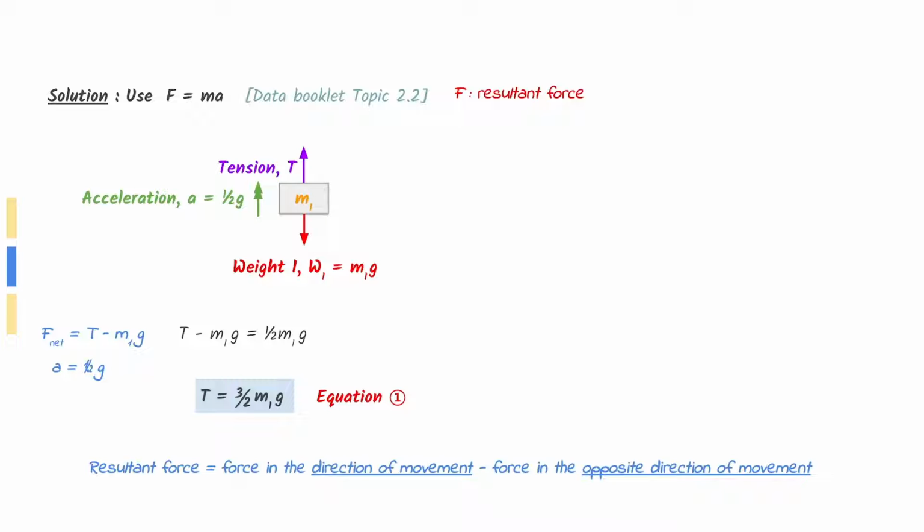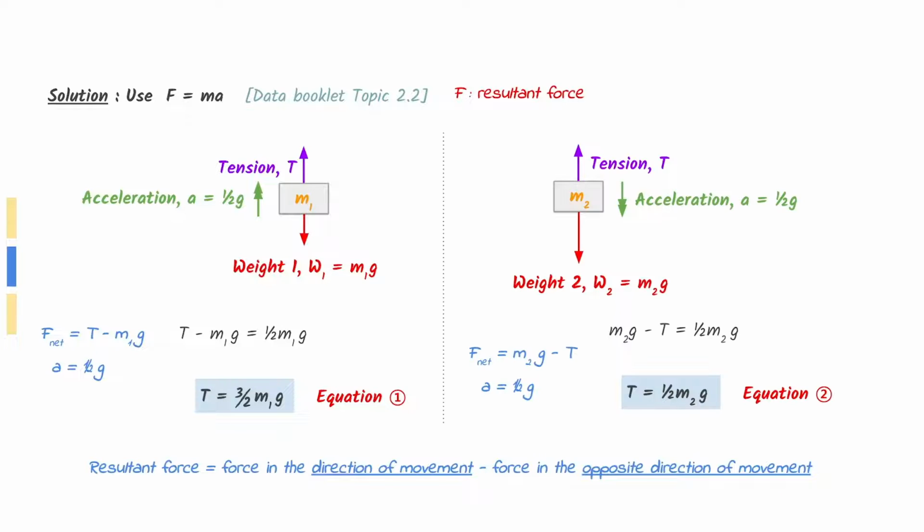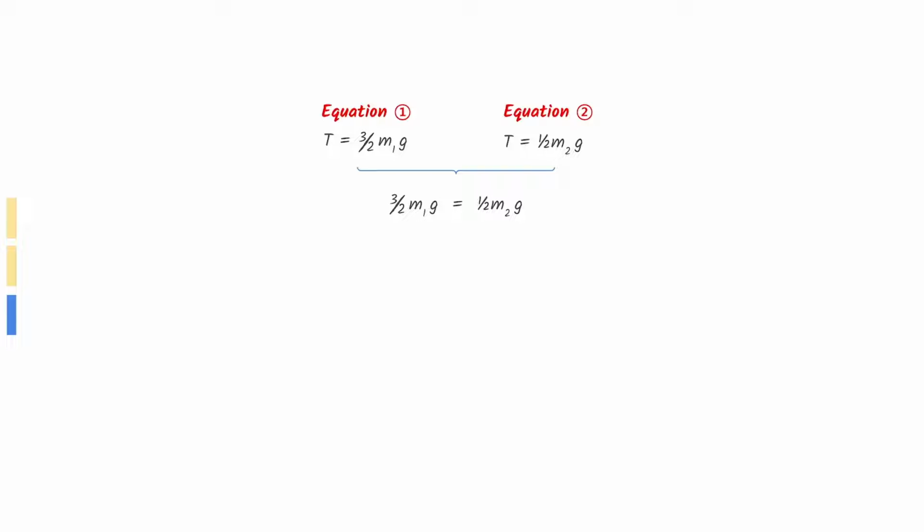By using F equals ma and rearranging, we get T equals 3 over 2 m1g. This is our first equation. Do the same for mass 2. The resultant force is its weight subtracted by the tension since mass 2 is moving downwards. Use F equals ma and rearrange to find the second equation in terms of T. Put the two equations together. Do a bit of algebra to find your answer.